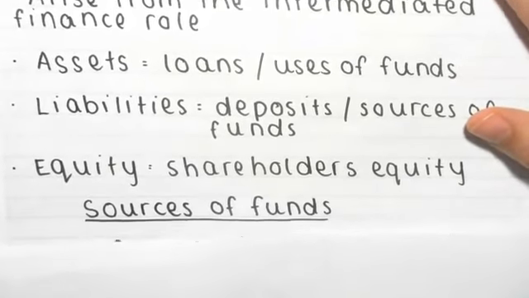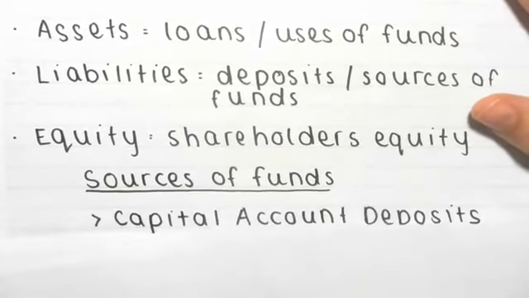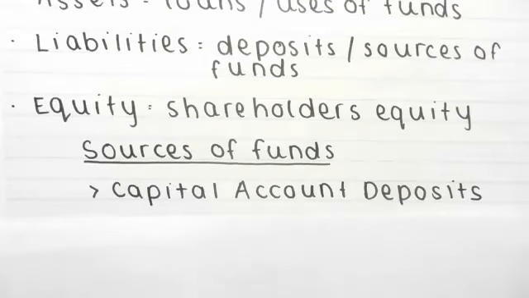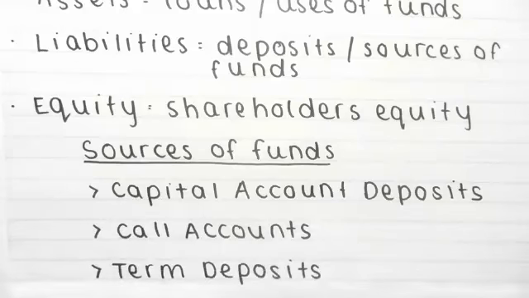So just going through some of the different types of sources of funds, we've got capital account deposits, which are simply a business operating account, so a high liquidity account but has low interest. There's also call accounts, which are just on-demand funds. There's term deposits, which are longer term accounts with high interest.